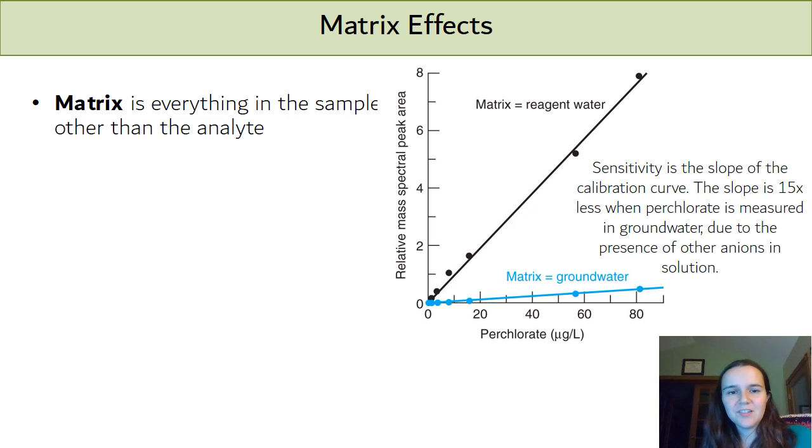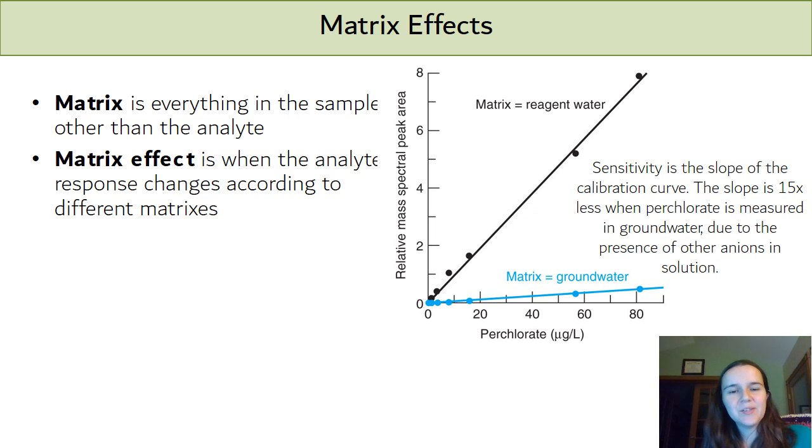So what's a matrix? Matrix is everything in your sample other than the analyte. It's the surrounding material of the sample. So matrix effects are when the analyte's response, slope, changes because of the fact that it's in this different matrix. This happens all the time with people. People could be considered to be analytes. People, when they're hanging out with their friends, might be noisy and boisterous. When they're sitting in a class lecture, might be quiet and calm. Their matrix, their surroundings, influences their behavior. Now, of course, molecules aren't people, but whatever, similar idea.